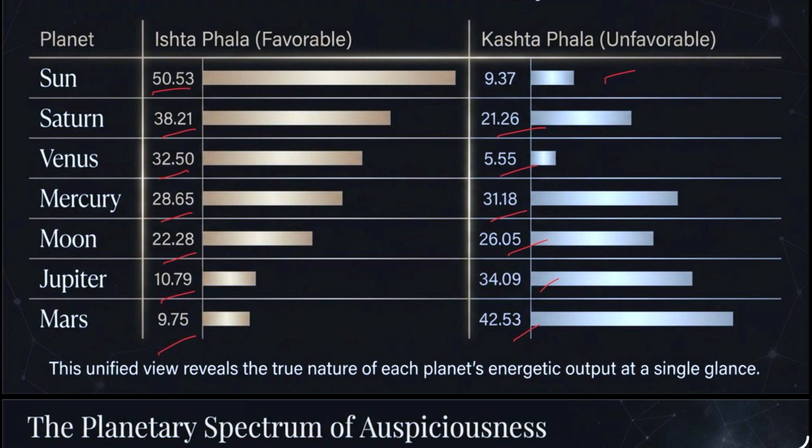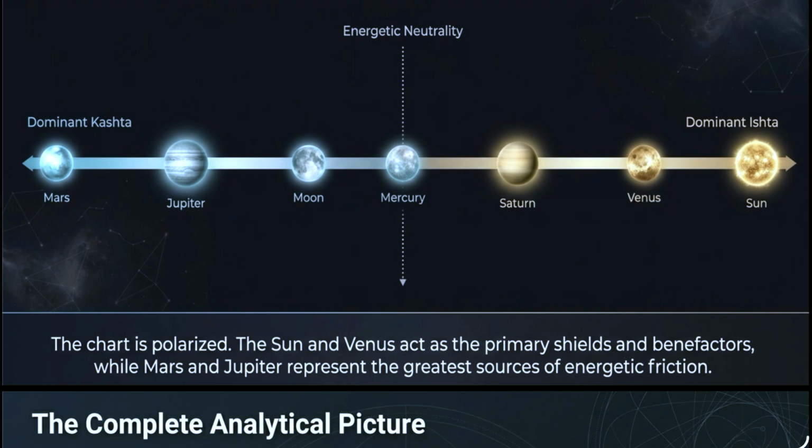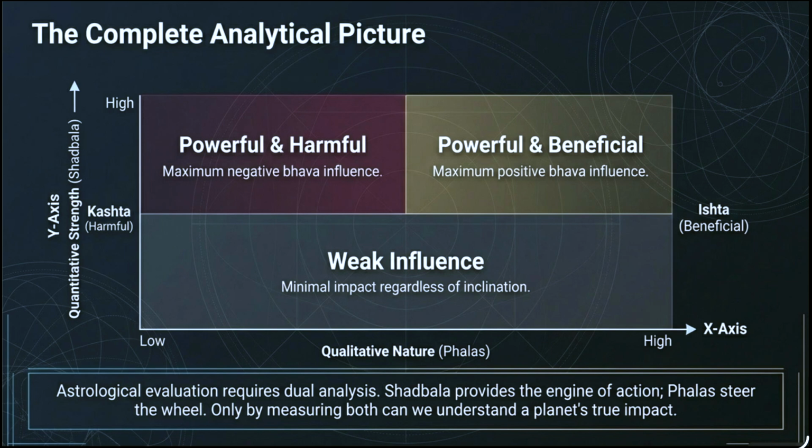Kashta Phala is 42.53. So for that particular horoscope, Sun, then Venus, Saturn and Mercury are strong in Ishta Phala, and Mars, Jupiter and Moon are more dominant on the Kashta Phala side. We now know how to calculate the Ishta Phala and Kashta Phala. If Kashta Phala is higher for a particular planet, then it will influence the negative side, and if it is more powerful in the direction of Ishta Phala, then it will be a positive influence.